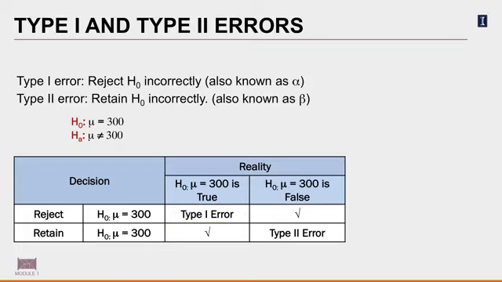We can also have a production system that is not working properly. Thus, the bags are not really 300 grams. Now, if you take a sample and that leads us to believe that the system is working properly, then we have made type 2 error, notation here being beta. The other two possibilities represent that we correctly reject a false null hypothesis or don't reject the hypothesis, which is true.